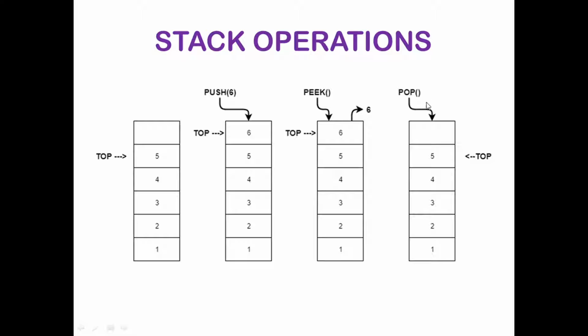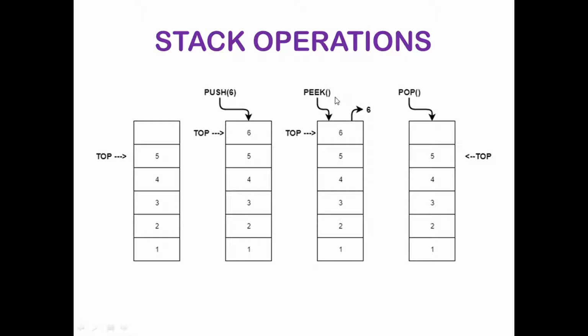So if you want to pop an element, that means if you want to remove the element, that's called pop. So it will remove only the topmost element. I cannot remove any element which is in between. So the pop operation removes the topmost element. Once it is removed, the top pointer is pointing to the previous one, that is the penultimate one. That 5 is the new top.